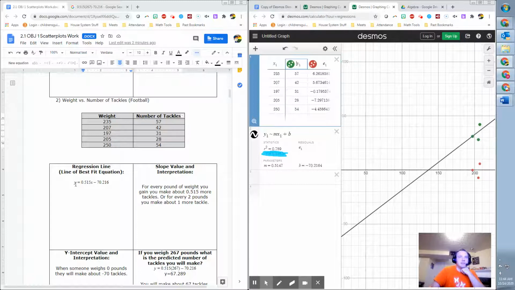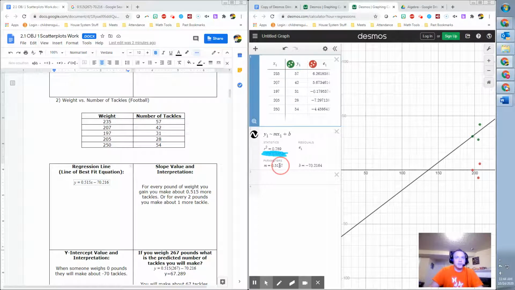I just fill that in and round to the nearest thousandth. We'll keep that a standard procedure: you round to three decimal places, tenths, hundredths, thousandths. So I said y equals 0.515 times x, which is this number right here, rounded to the nearest thousandth. And I did minus, normally you do plus b, but I did minus because b is a negative value, minus 70.216, because the fourth digit forces a round down.